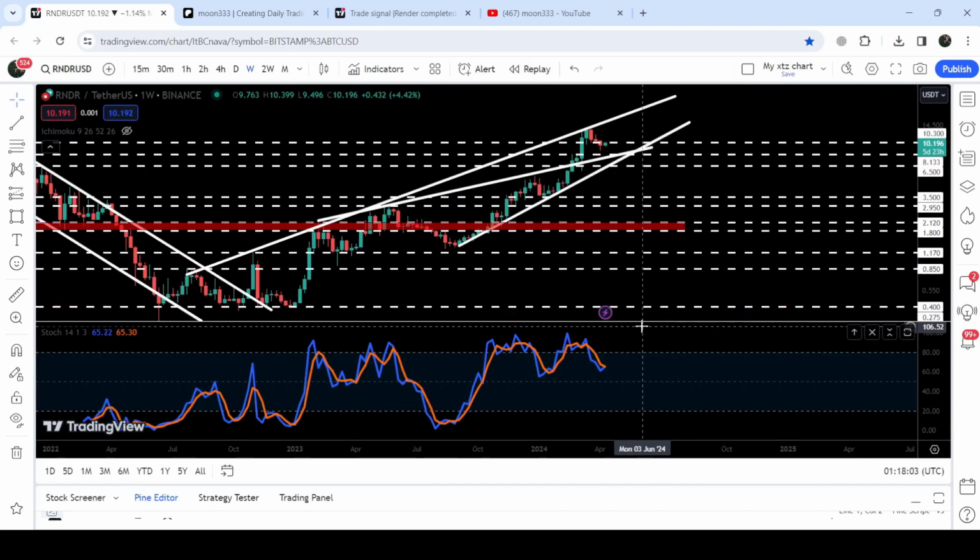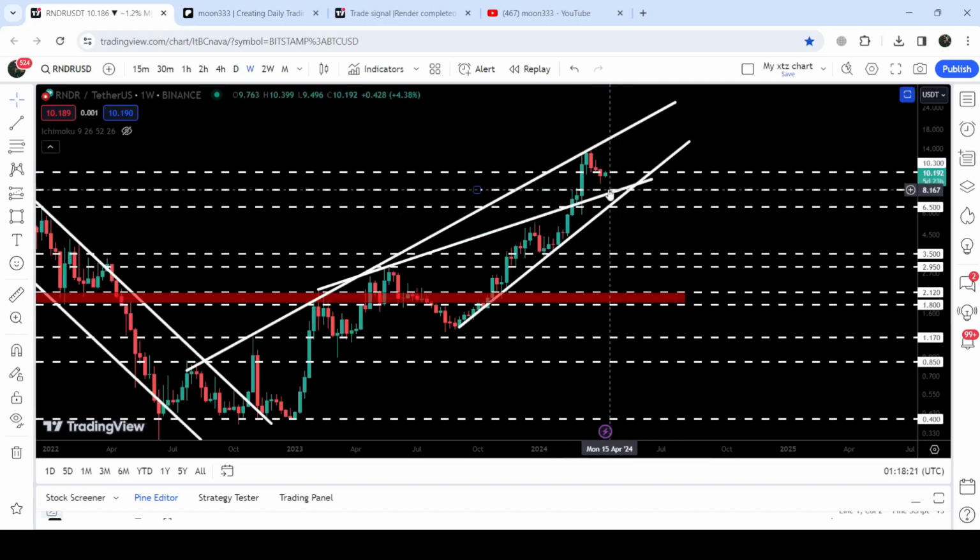You can see that we have also received the bear cross by the stochastic oscillator from the overbought zone. And after this bear cross, you can see that the price line is also moving down. Therefore, now there is a probability that the price line may test the support of this rising wedge pattern, or at least it may test this support of $8.13 and this previous resistance, this uptrend line resistance, as a support as well.